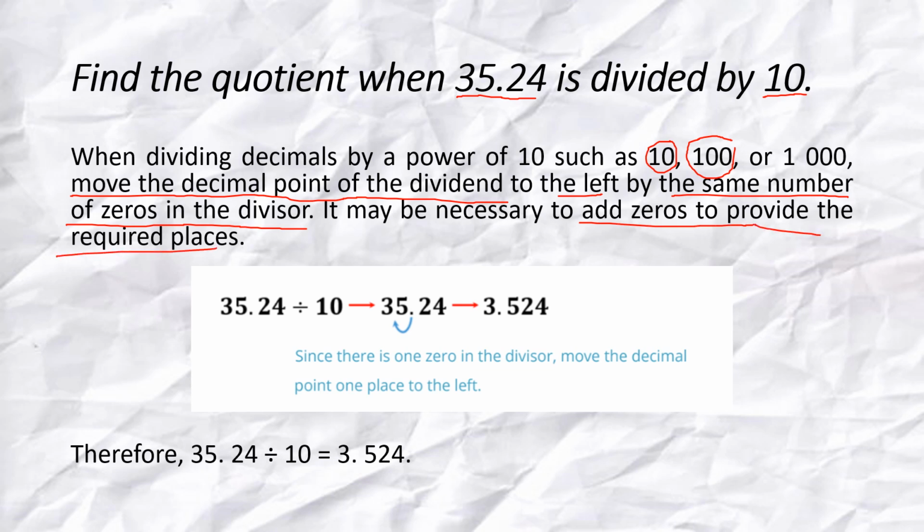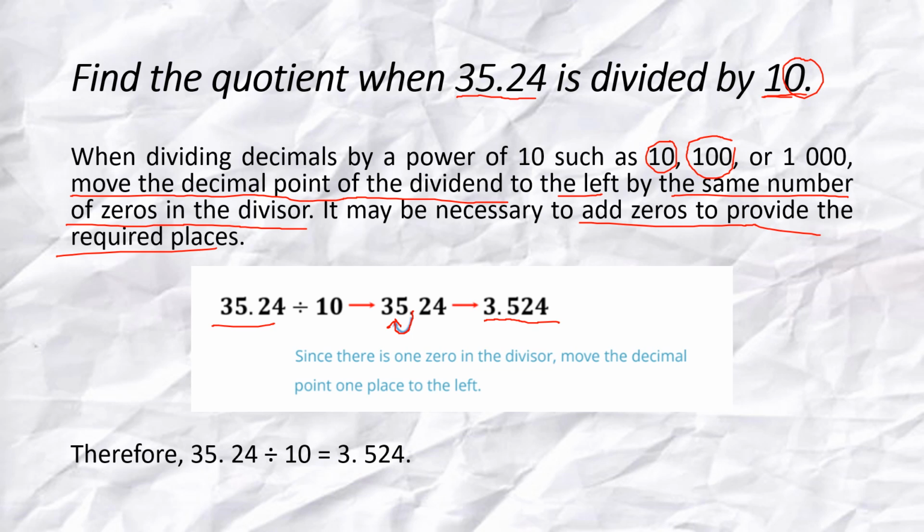So for instance, our given problem here is divide 35.24 by 10. Since we only have one 0 here, all we have to do is move the decimal point one space going to the left. So before it is 35.24, now it is 3.524. So the answer, if you divide 35.24 by 10, is 3.524.